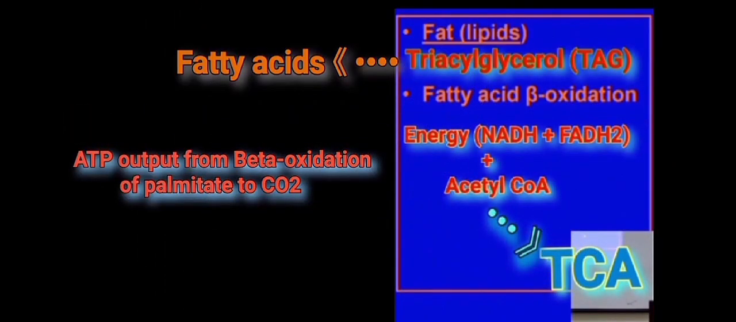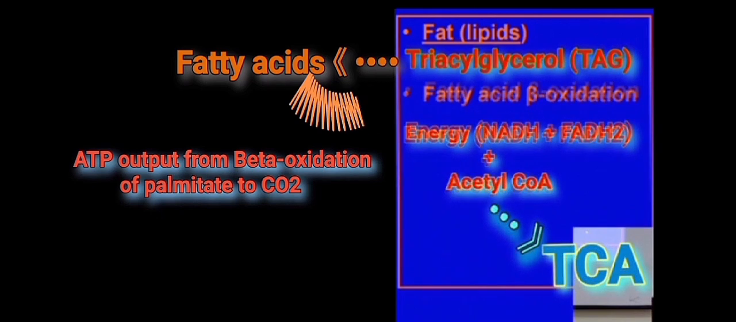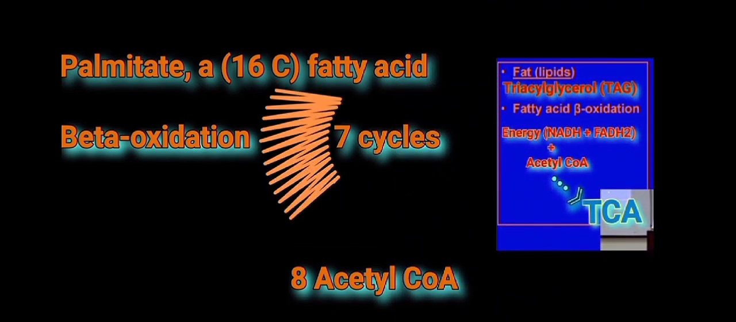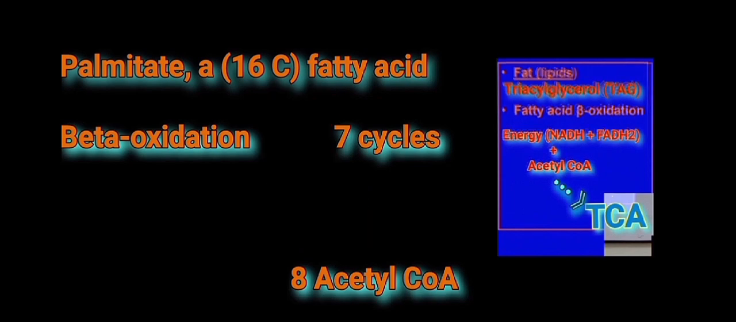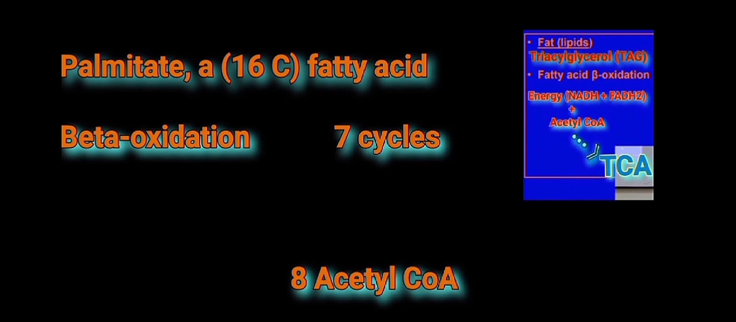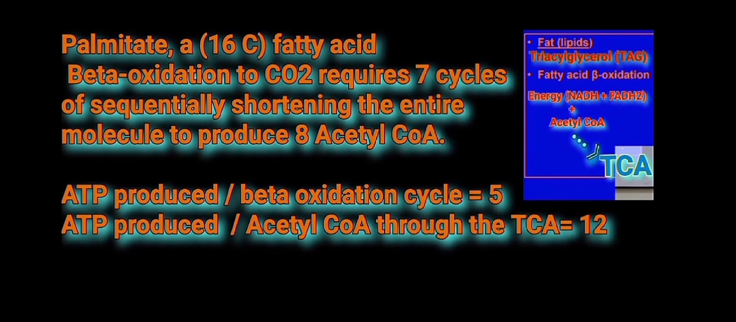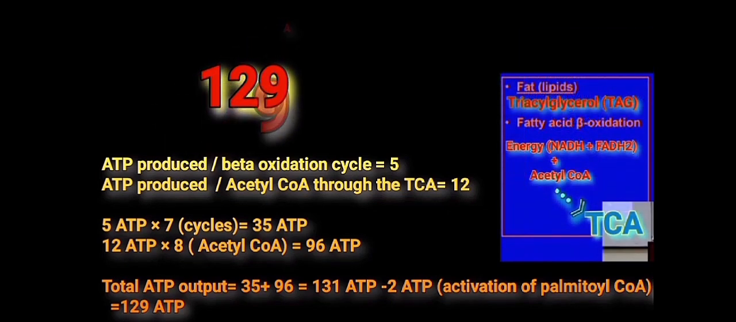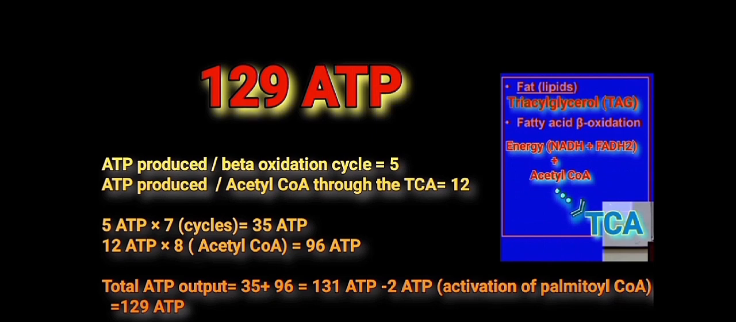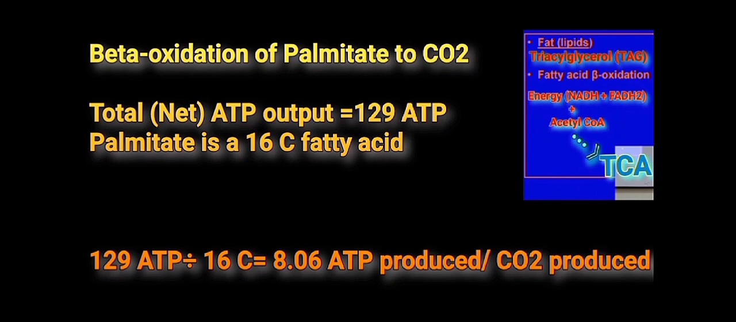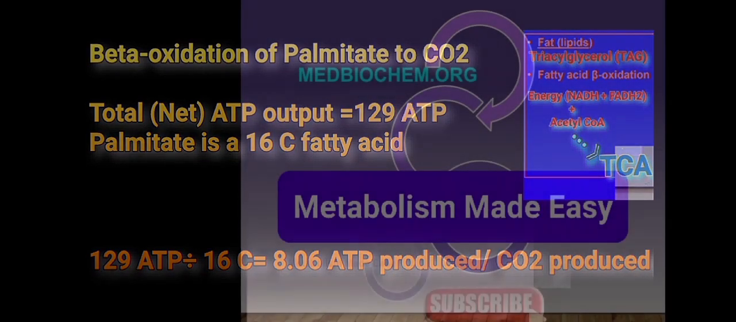Beta oxidation of fatty acids is the major catabolic pathway that produces energy from dietary triacylglycerol or stored triacylglycerol. Starting with palmitate, a 16-carbon fatty acid, beta oxidation will sequentially remove 2 carbons at a time in 7 cycles to produce a total of 8 acetyl-CoAs at the end. The total net ATP output from the complete oxidation of palmitate to CO2 is 129 ATPs produced, which is equivalent to 8.06 ATPs produced per CO2 produced.